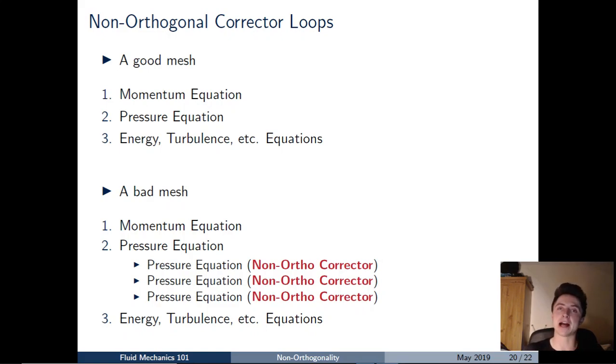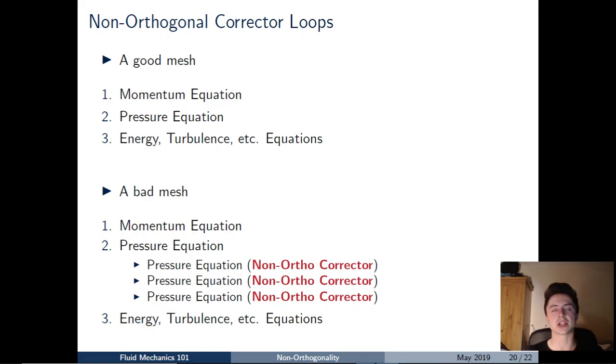Now, if we have a bad mesh, on the other hand, we have to introduce some additional inner loops. And how that might look is we'd solve the momentum equation, we'd then solve the Poisson equation for pressure, and what we would then do is solve the equation again sequentially, each time updating that non-orthogonal corrector term to try and improve the stability of the set of equations. So that really what's happening is that velocity field is getting closer to the velocity field that we use for the non-orthogonal corrector, and we're trying to reduce that error.